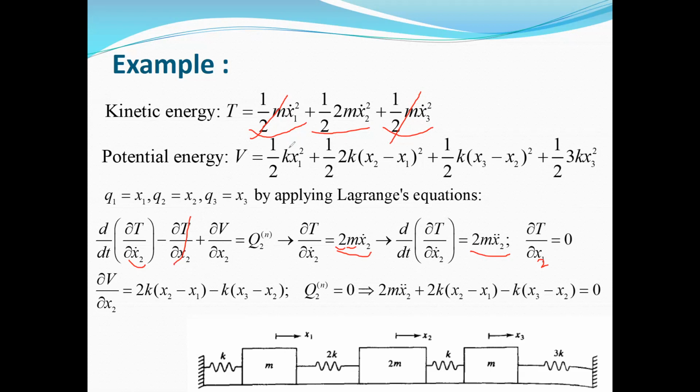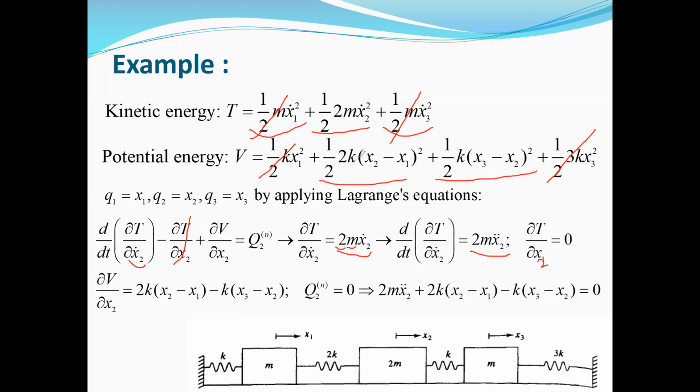And finally, the partial of V with respect to x2: the first term is 0 because there is no x2 in this term. Only the second and third terms have x2, and the last one, which is a function of x3, again has a partial with respect to x2 of 0. To calculate the derivative with respect to x2, we will have half times 2k times (x2 minus x1).